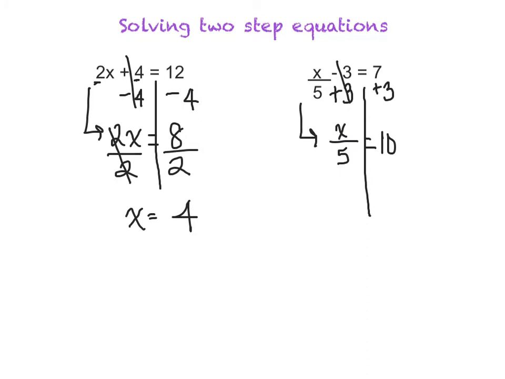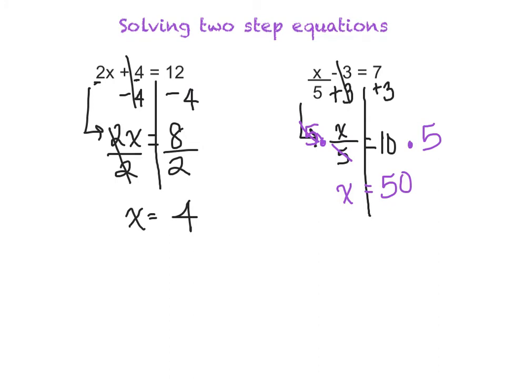Remember, this bar means to divide. So since I have division in my problem, I need to do the inverse, which is multiply. So I'm going to multiply both sides by 5. We're going to multiply by the number that's with your variable. 5 is the number with the x, so 5 is the number we want to get rid of. When we do the inverse, your numbers always cancel out, so I'm just left with x. And 10 times 5 is 50. So x equals 50 in that equation.